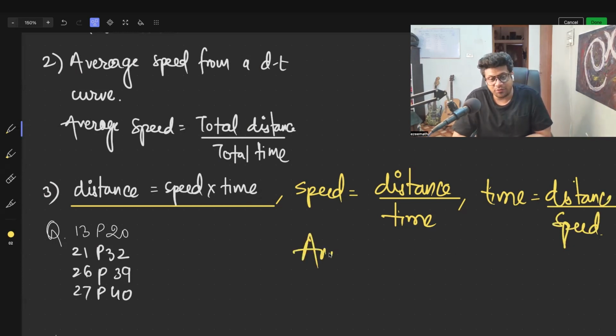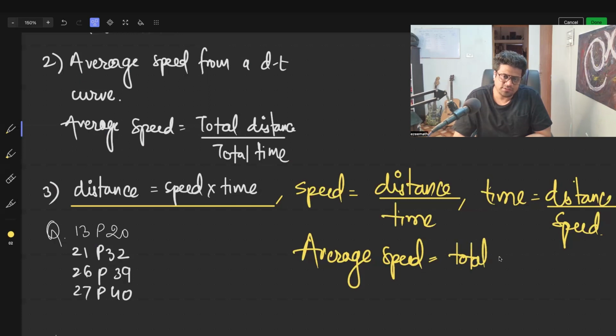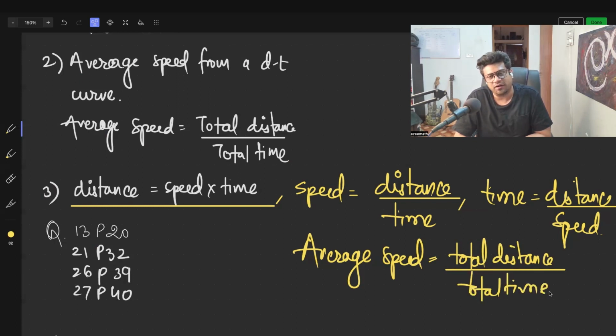Average speed, like I told you, is going to be the total distance that you see the object has moved divided by the total time it has taken for the object to cover that distance. Okay, so we don't need to look at the intermediate state of the object. It needs to be the final distance, the total distance the object has moved and the total time it took.